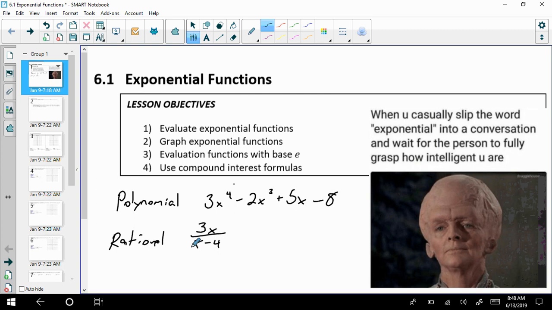So in this first section, we're going to add a third function to our list called the exponential function. And we're going to practice evaluating them. We're going to practice graphing them. We're going to look at a specific case with e. And the last part of today's lesson will be like the application side of things.